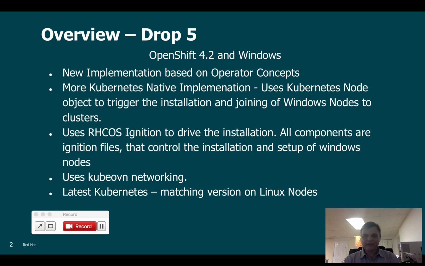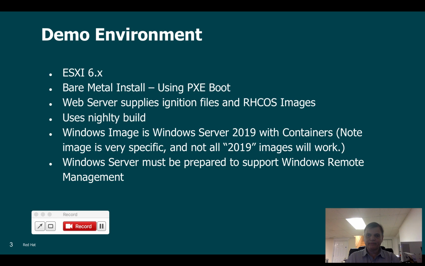On the networking side, it uses OVN Networking, as well as the latest Kubernetes, matching the version on the Linux node for OpenShift. In the demo environment, we're using ESXi from VMware 6.x. For OpenShift, we're doing a bare metal install. This is straight from the OpenShift documentation using PXE boot, and then the web server supplying the ignition files and the Red Hat CoreOS images. We're using a 4.2 nightly build.